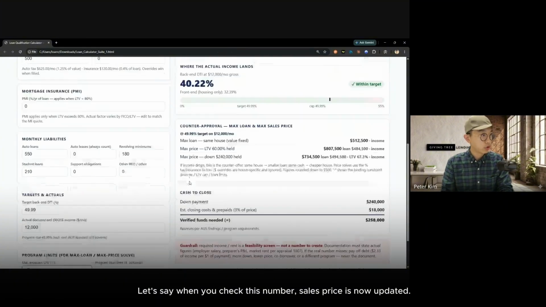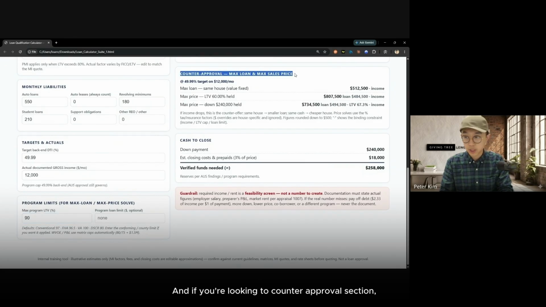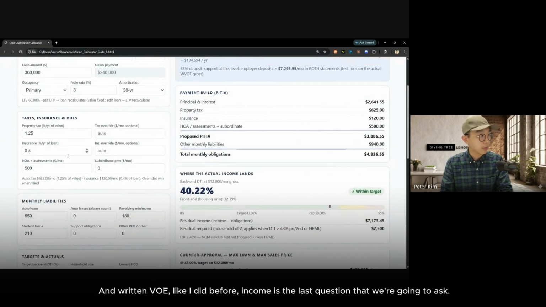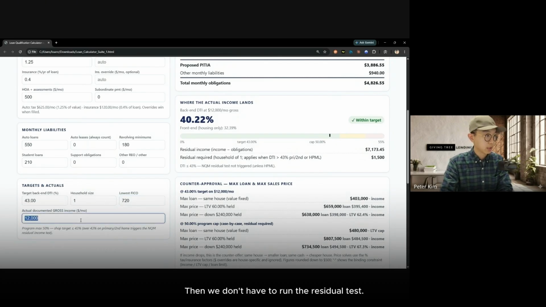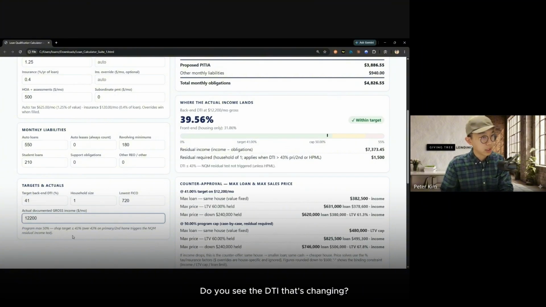Let's say when you check this number, the sales price is now updated. When you say 90%, this person wanted to put down 10%. And if you look at the counter approval section, when you fill out these targets, actuals, and program limits, at max loan amount and max sales price, these are the options that we can consider as well. So the cash to close depends on these numbers. Okay. And for written VOE, like I did before, income is the last question that we're going to ask. DTI caps at 43, FICO score is 720, household of 1. Then we don't have to run the residual test. Let's say income at whatever, and we're doing 41%. Do you see the DTI that's changing?